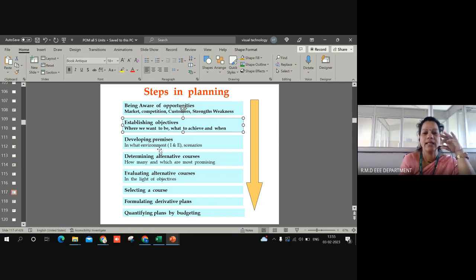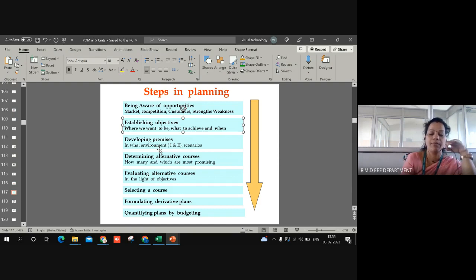So internal premises include the organizational factors. We all know that the internal factors affecting your organization are nothing but the policies, regulations, sales forecast, and the ability of the organization. All these come under the internal environmental pressure.